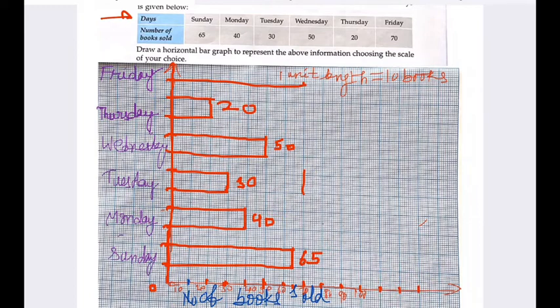So you can write this part separately, fine. So this is 70, so we'll be making 70 here. Whole box you are going to take 70, fine. And this is 1 unit length is equal to 10 books. This is the scale. So this is your horizontal graph. This is how you are going to make the horizontal graph on the graph paper.